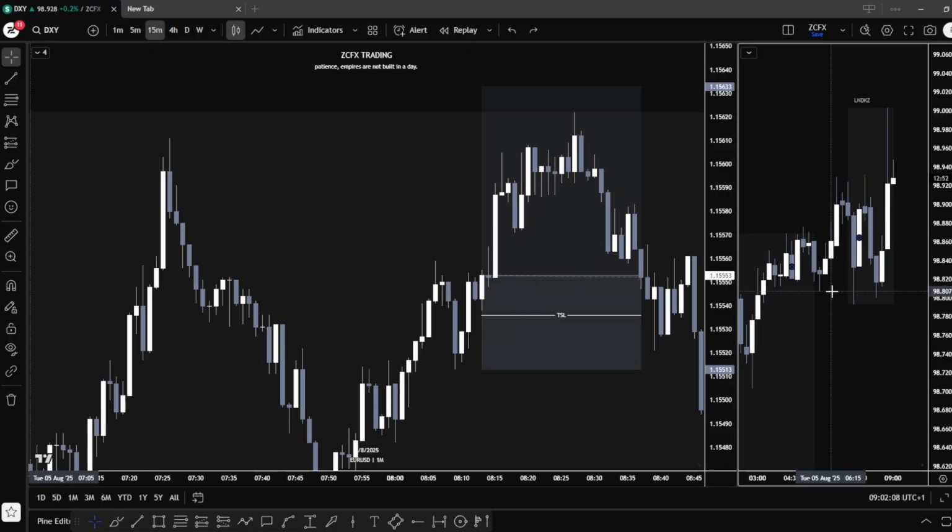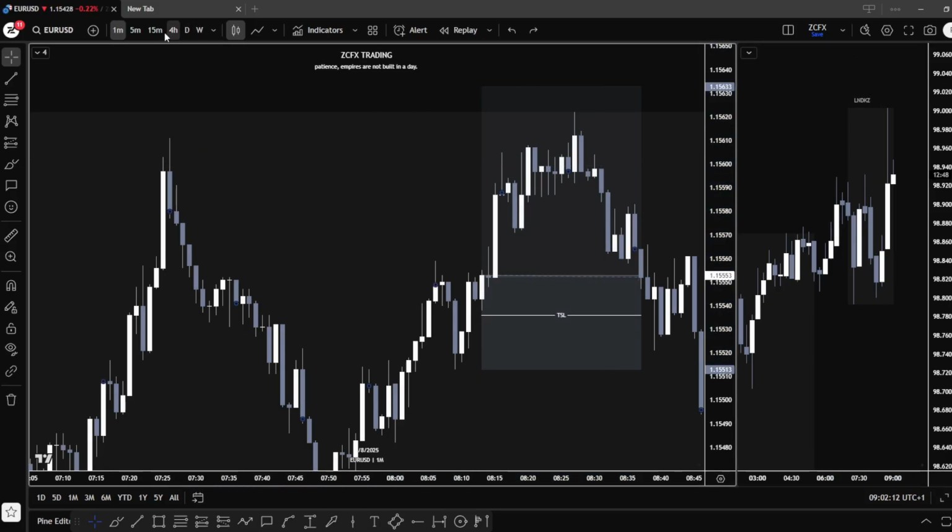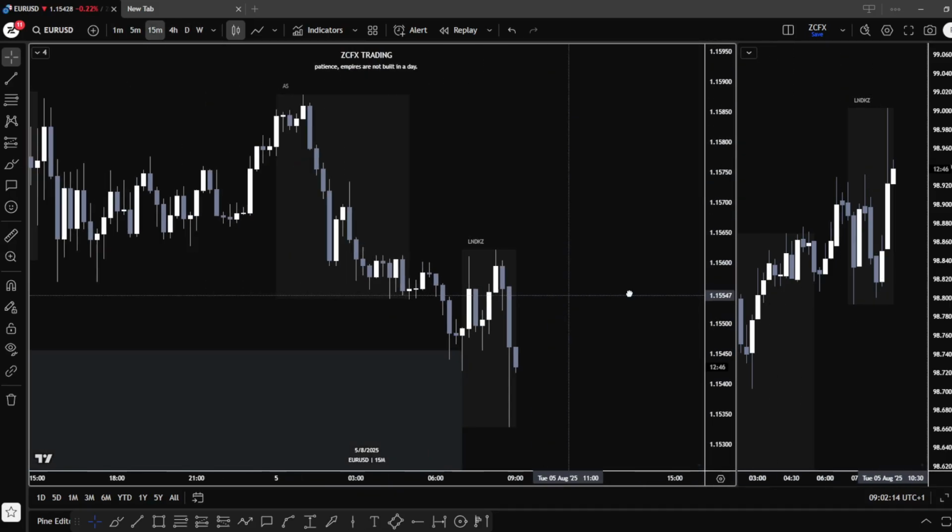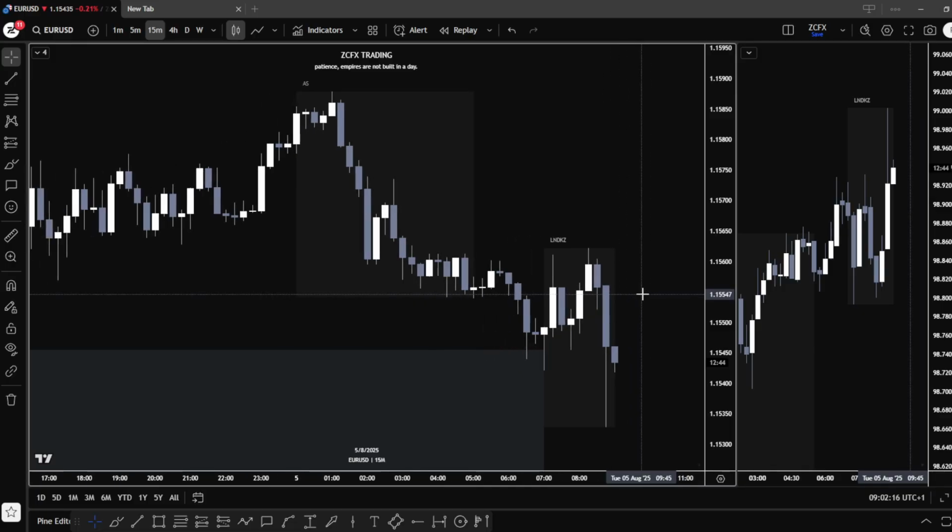As you can see, on the right side here, this is the DXY. If you're wondering what this is, when you take a look at the 50-minute on EU, this is the 50-minute on the DXY. It's pretty much the same reasoning as for the DXY, just the opposite way around. But guys, this is a loss on EURUSD.